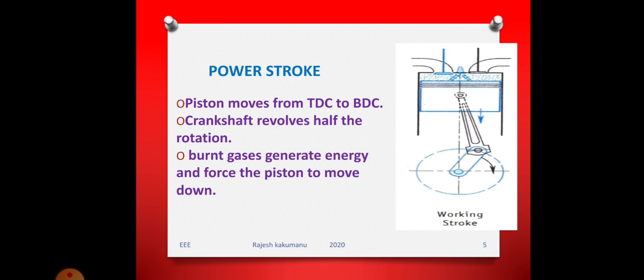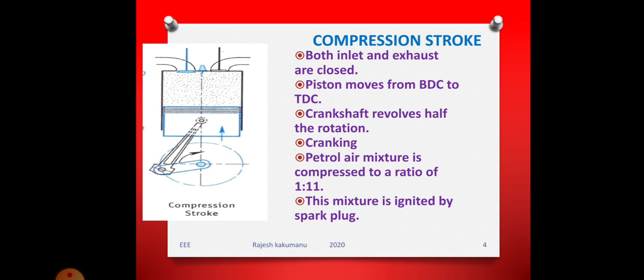The crankshaft, what happens here? It is making half the rotation. The burnt gases generate energy, and whatever gases are burnt generate the energy and make the piston move downwards. Whenever the piston is moving downwards, automatically the exhaust valve will open. That we can see in the fourth one. So this is called the actual power stroke or working stroke, where the spark plug catches fire and ignites, thereby the engine starts.